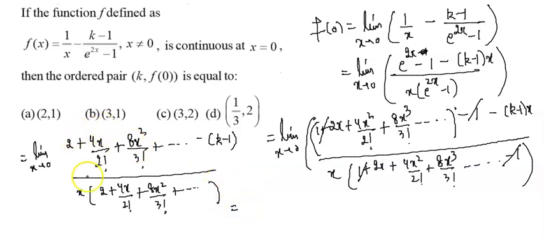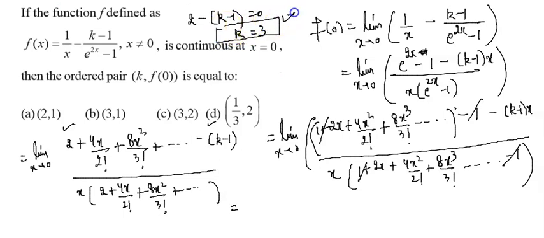Okay, now if this limit is to be defined, that means the sum of these two values should be equal to 0. That means we can say that 2 minus k minus 1 should be equal to 0. That means k is equal to 3.